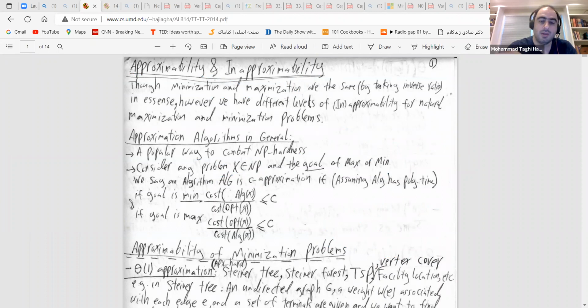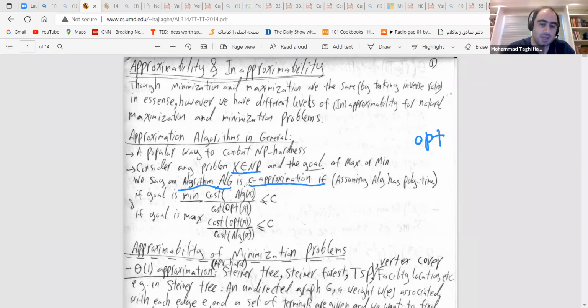Okay. So when we consider an X of NP, we generally consider the optimum for this problem. Then an algorithm that we have, as I mentioned, should have polynomial running time. Otherwise, it would be useless to have an algorithm which is still exponential. We want a polynomial time algorithm. We know that these are NP-hard problems. So far, we don't have any polynomial time algorithm for them. Because of that, we are getting a polynomial time algorithm which is not exact, but it is a C approximation of the problem.